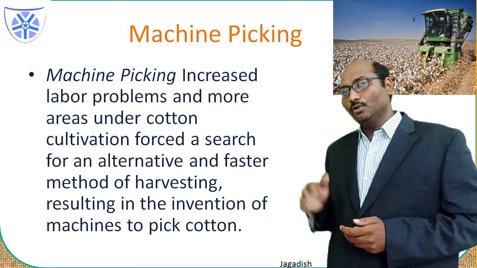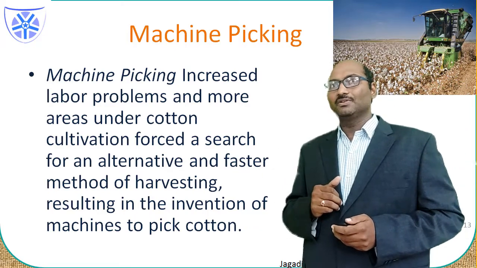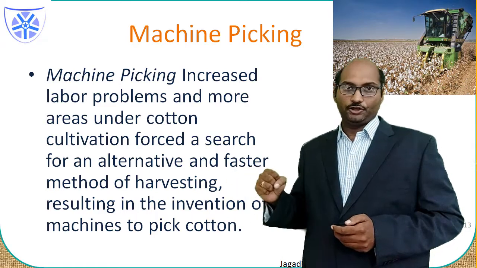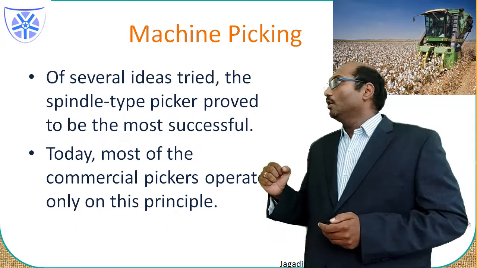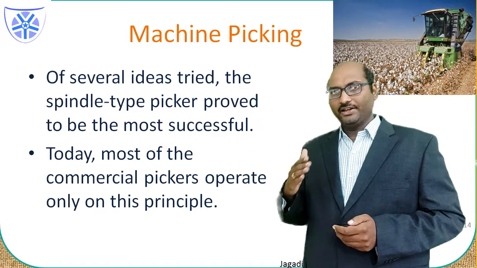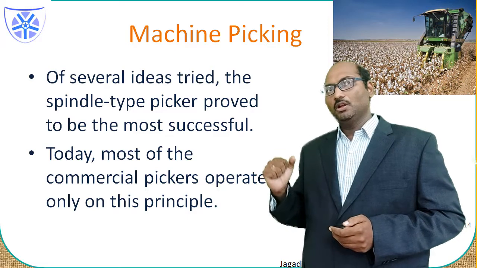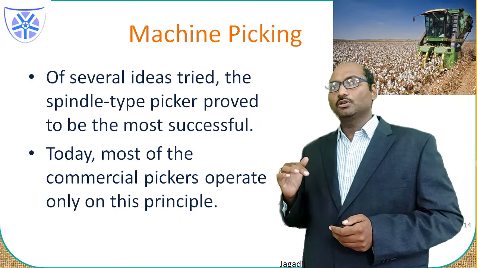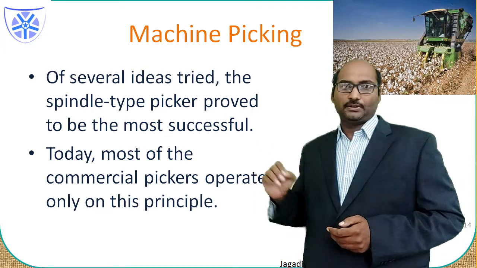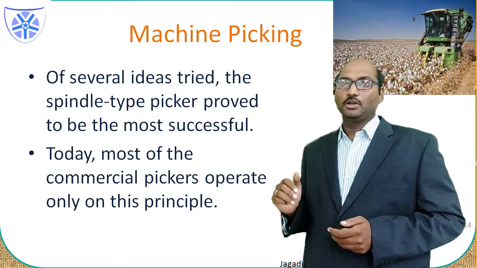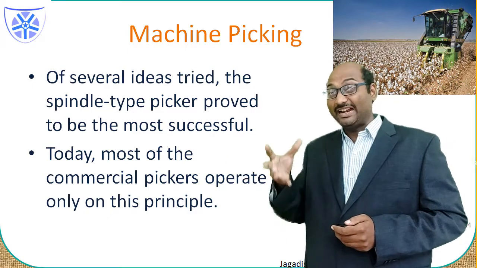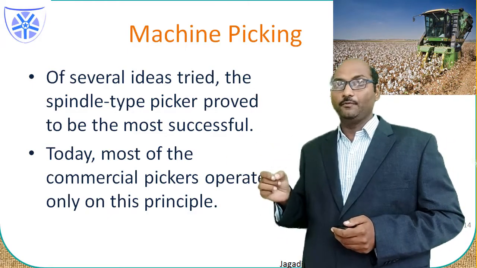So due to the labor problems, it forced the invention of machines to pick cotton. Many ideas came up as a development process for machine picking, and as of today most commercial pickers operate as spindle type pickers. I am going to show you a video a little later so that you can understand the actual principle involved in the machine.